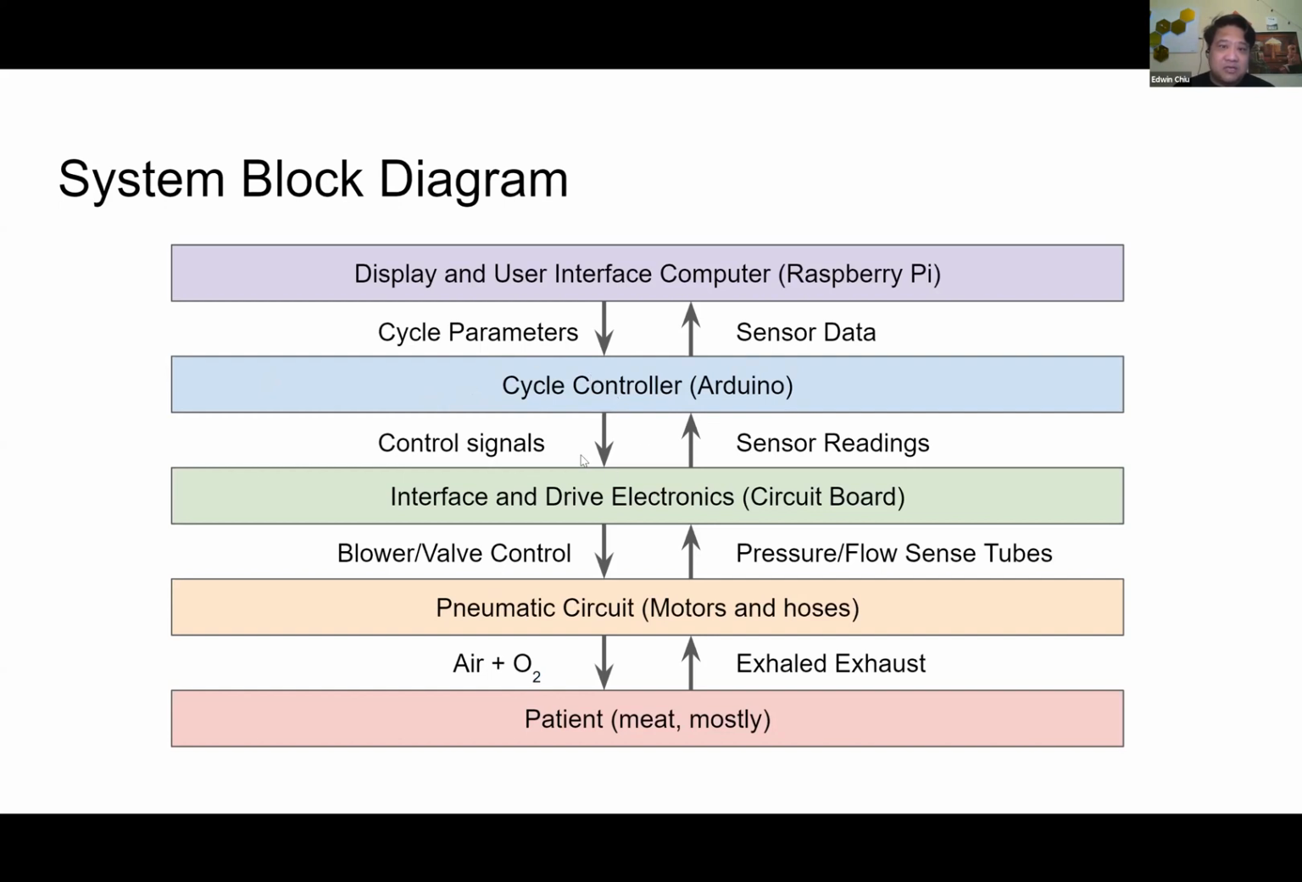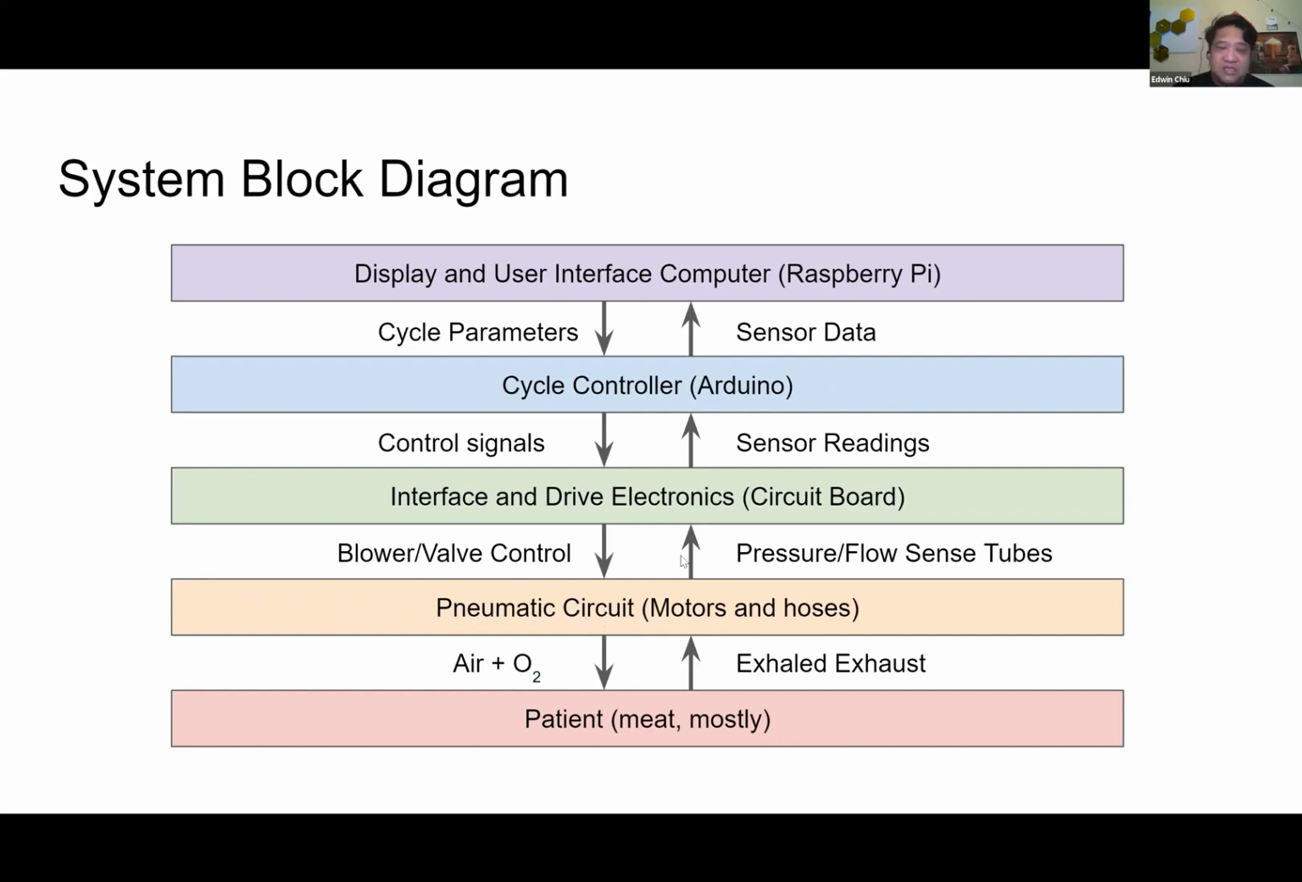This passes control signals down to the interface and drive electronics, which is a circuit board that contains our sensors and our interfaces between the computers and the electronics, and it passes back sensor readings to the cycle controller, which then passes those back up to the user interface. Then you have the actual hardware of the ventilator. This is the pneumatic circuit, which includes blowers, motors, hoses, and valves.